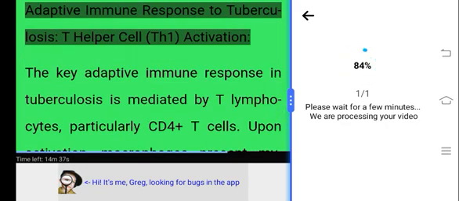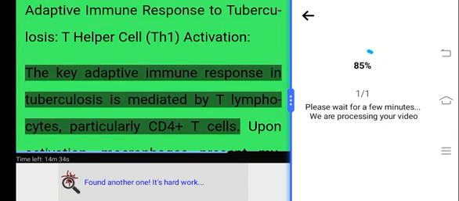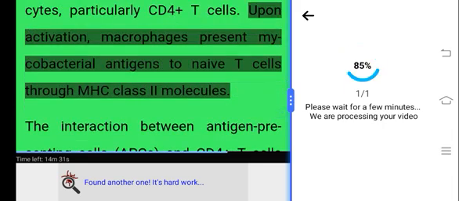Adaptive immune response to tuberculosis: T helper cell Th1 activation. The key adaptive immune response in tuberculosis is mediated by T lymphocytes, particularly CD4+ T cells. Upon activation, macrophages present mycobacterial antigens to naive T cells through MHC class II molecules.